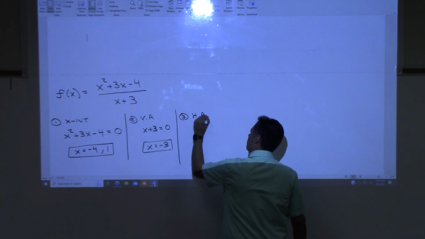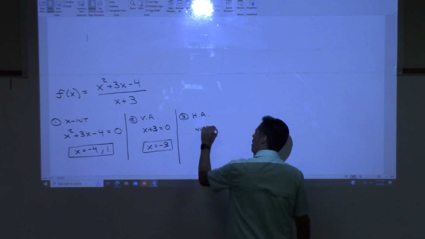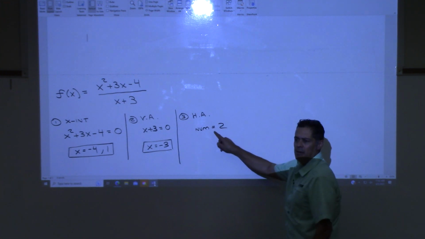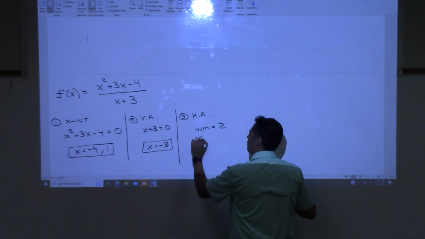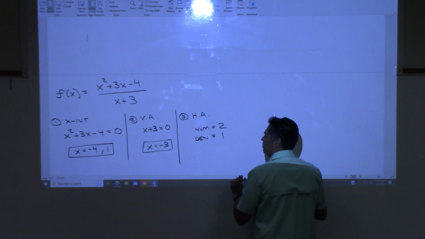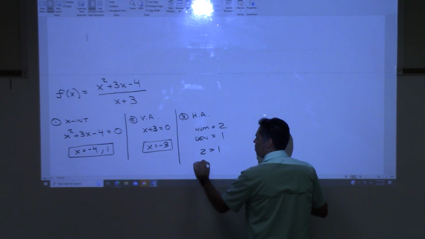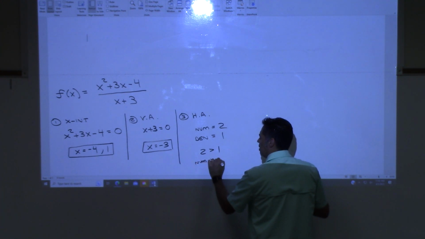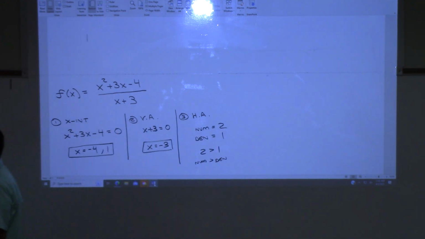Horizontal asymptotes. Okay, what's the degree of the numerator? Numerator, I'm just going to put num equals 2. Is that okay? The degree of the numerator is 2. What's the degree of the denominator? It's 1. 2 is bigger than 1, right? So the numerator's degree is bigger than the denominator's degree this time. What case are we in over here?